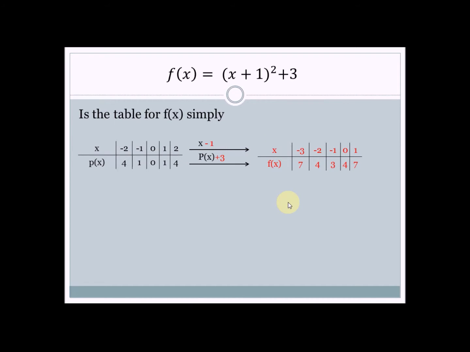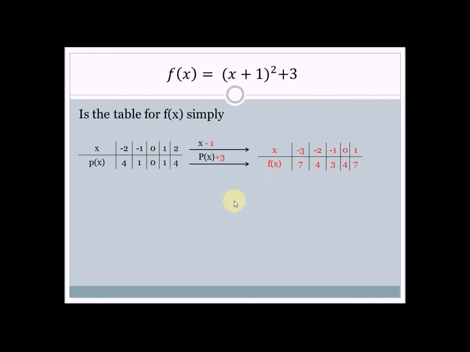And it is true that if you take all the x's from the parent function and subtract 1, you will get the x values for f of x. If you take all the p of x, the y values from the parent function, and add 3, you would get the y values for f of x. So it is true that basically transforming p of x will give you the table for f of x. Not one point plotted, and all transformations have been applied.